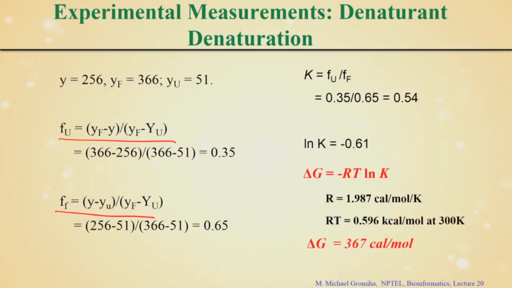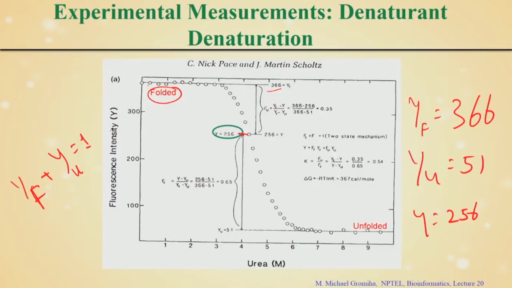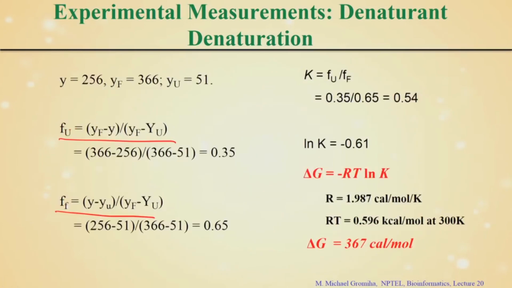Now, you can have the values YF equal to 366, right, here you can see the 366, and YU, unfolded, equal to 51, and you take any point, for example, we take this point. So, in this case Y equal to 256. So, substitute these values in this equation, then FU equal to 0.35, because YF is 366, unfolded is 51 and the midpoint we take 256.